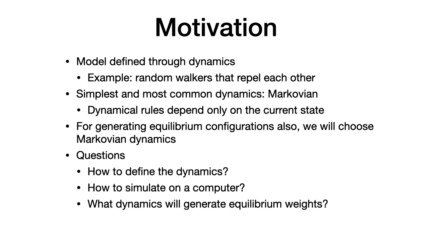So we will stick to Markovian dynamics, whether the system is in equilibrium or non-equilibrium. Dynamics does not necessarily mean out of equilibrium. So if a system is defined through dynamics or through a Hamiltonian, we will discuss only Markovian dynamics. So there are some questions that come. Firstly, if I define a model through dynamics, how do I define the dynamics? I need a proper definition before I can ask how I can simulate it on a computer. Then there is a specific question. I was interested in the Ising model with a particular Hamiltonian. What dynamics will generate equilibrium configurations? These are the three questions we would like to answer.